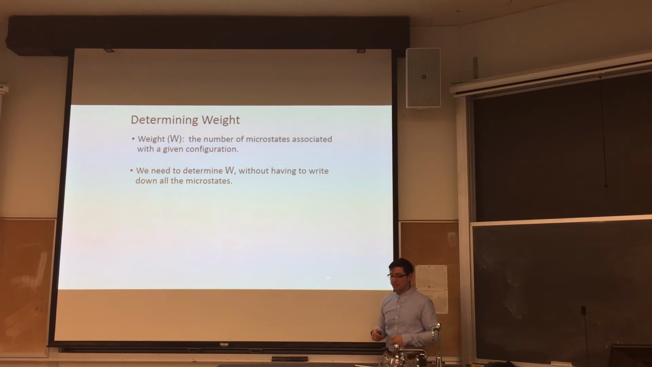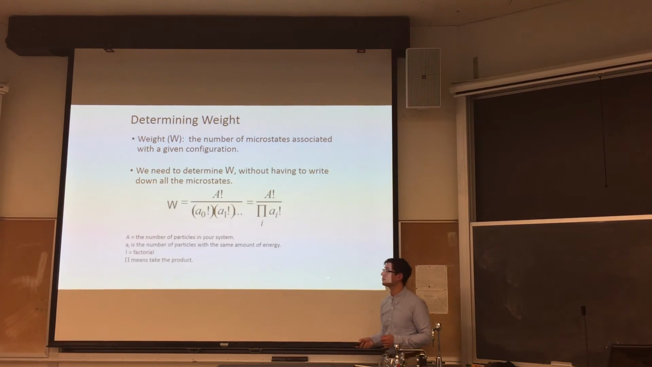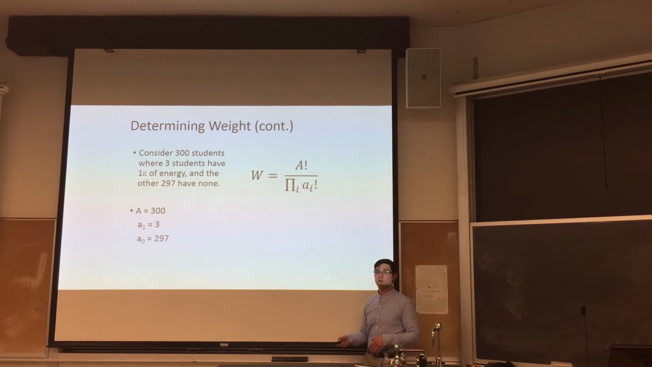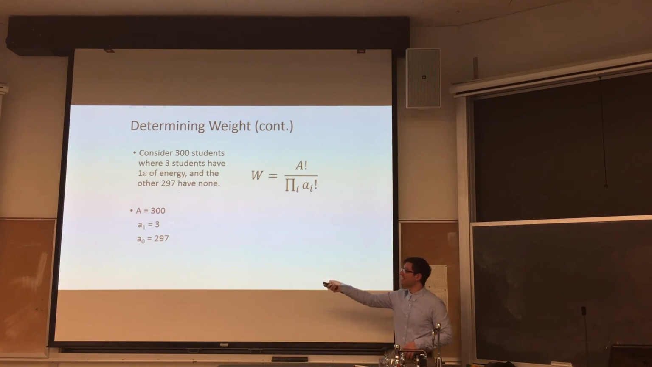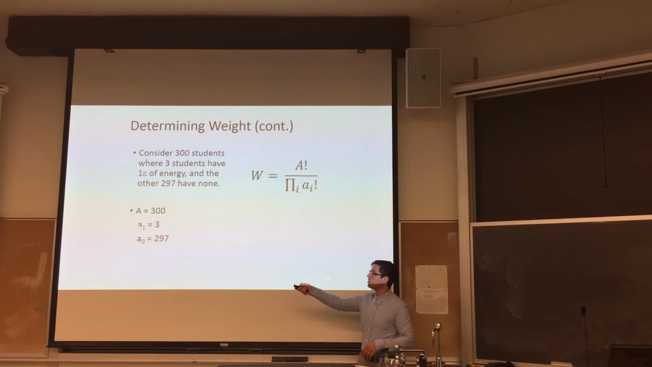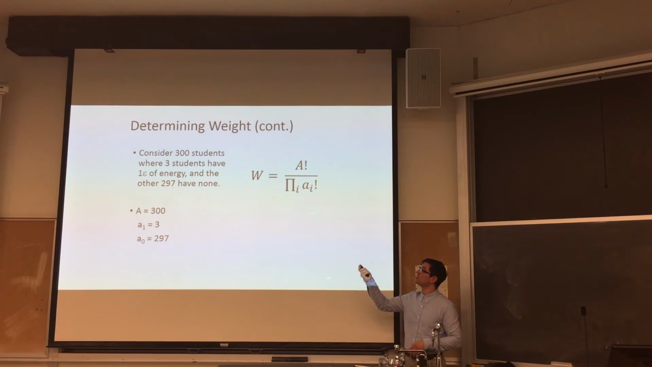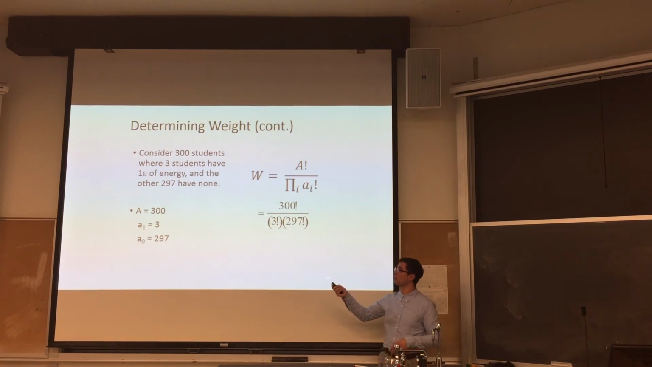So one thing I want to emphasize is that just because we know that weights and entropies come from statistics doesn't mean that we always have to write down every single microstate. That gets very tedious very quickly. Instead, we can use this mathematical formula to help us out. So let's have an example. If we consider 300 students, of which 3 have an energy state of 1, and the other 297 are asleep and have no energy, then in this case, our number of particles is the number of students. Our energy state with 1 is 3 students. Our number of particles at energy state 0 is 297. And so our weight is just plugged in as 300 factorial divided by 3 factorial times 297 factorial. And we can actually get a number out of this.